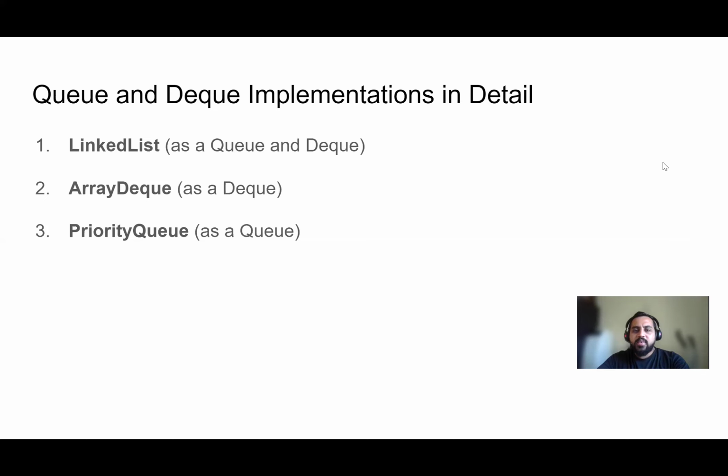Okay, we'll see Q and DQ implementation in detail. First, we'll see linked list because it acts as both Q and DQ. Then we'll go with array DQ, an implementation of the DQ interface. And we'll see about priority queue, an implementation for the queue interface.